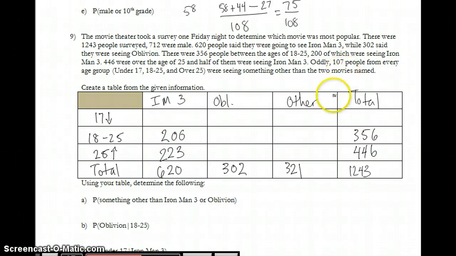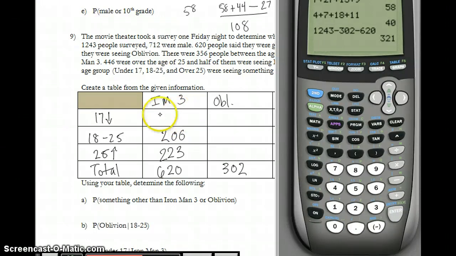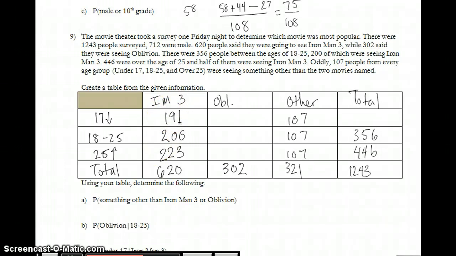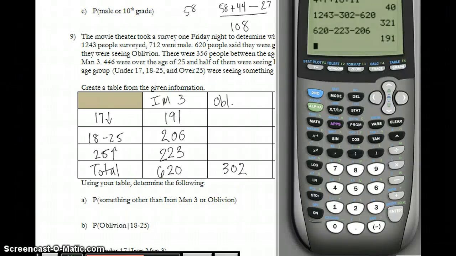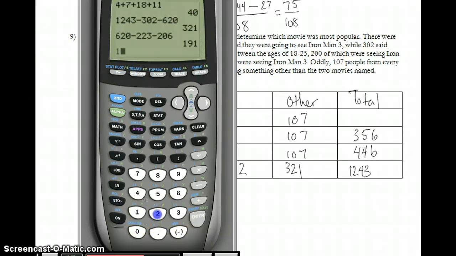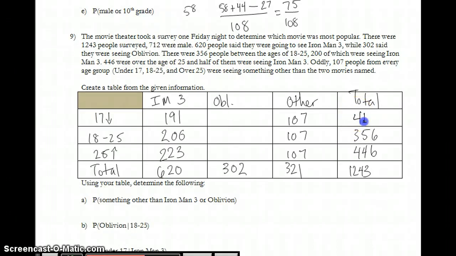107 people from every age group were going to see something other than the 2 movies. So 107 for each of these. And now we need to fill in the rest of the information. So to figure out the last Iron Man 3 spot, I'm going to take 620, take away the 223, take away the 206. We have 191 people under 17 seeing Iron Man 3. We can figure out the final total spot on the right. So we've got 1243, we take away 446, we take away 356, and we get 441.